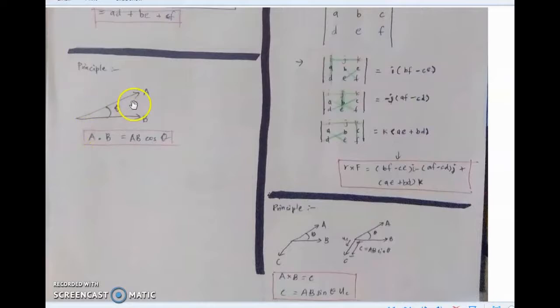Okay, this is some kind of a principle for dot product and cross product. What's the difference? For dot product, when we do the operation between A and B, it is equal to AB cos theta. But for cross product, when you do the cross product between vector A and B, it will produce a new vector, which is C. C is equal to AB sine theta multiplied with the unit vector of C.